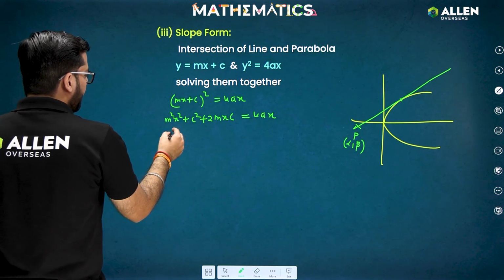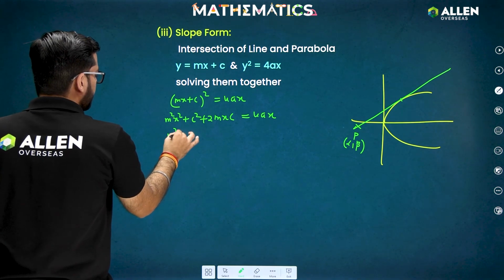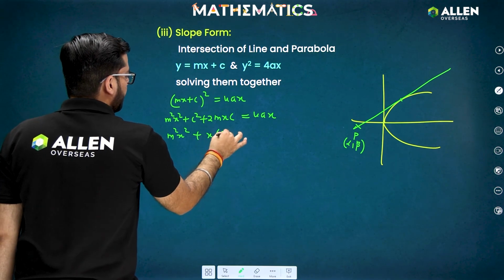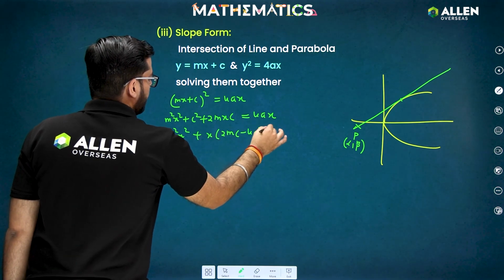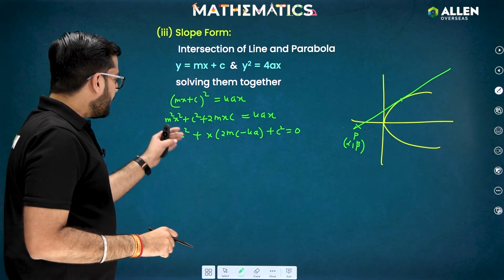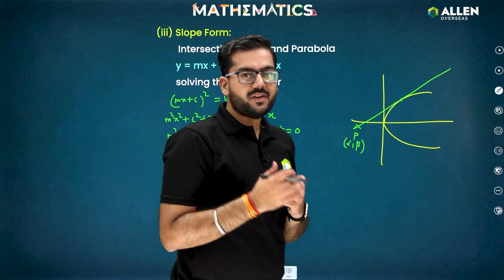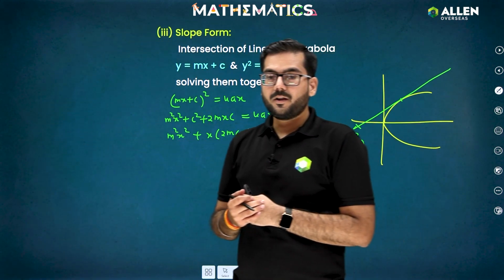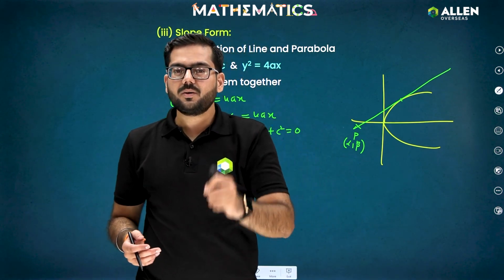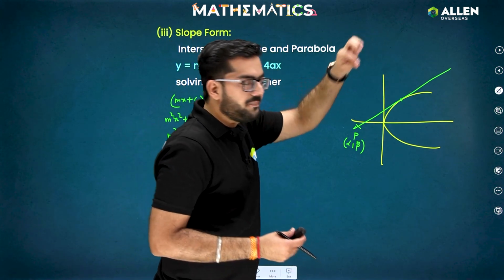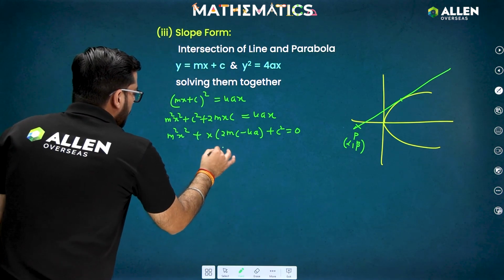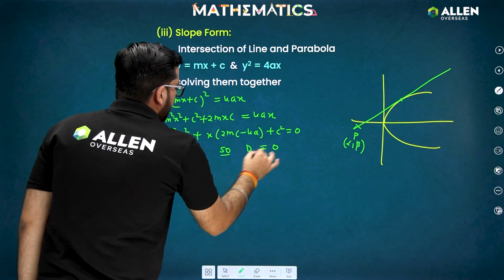Now you can simply write everything in the LHS, then you will get something which looks perfect. x you can take common: m square x square plus x(2mc minus 4a) plus c square is equal to 0. You have one equation, and you can treat it like a quadratic in terms of the x variable, ax square plus bx plus c. Now for this equation, what would be the must-be condition? The discriminant must be equal to 0, because the roots must be equal, right? So if the roots are equal, the discriminant must be equal to 0.